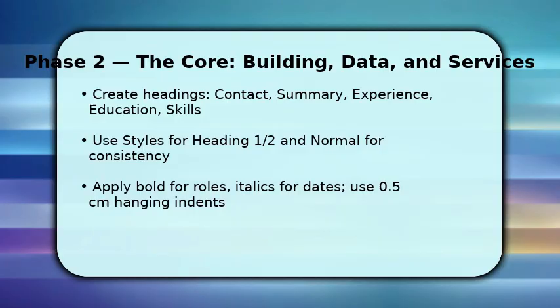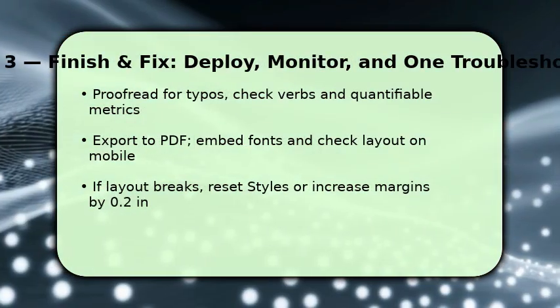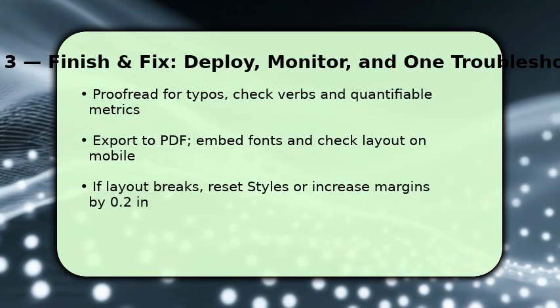Once styled, replace placeholder text with concise achievements using action verbs. This helps applicant tracking systems and human readers. You finish by proofreading carefully. Check verbs, quantify achievements, and ensure no typos remain.